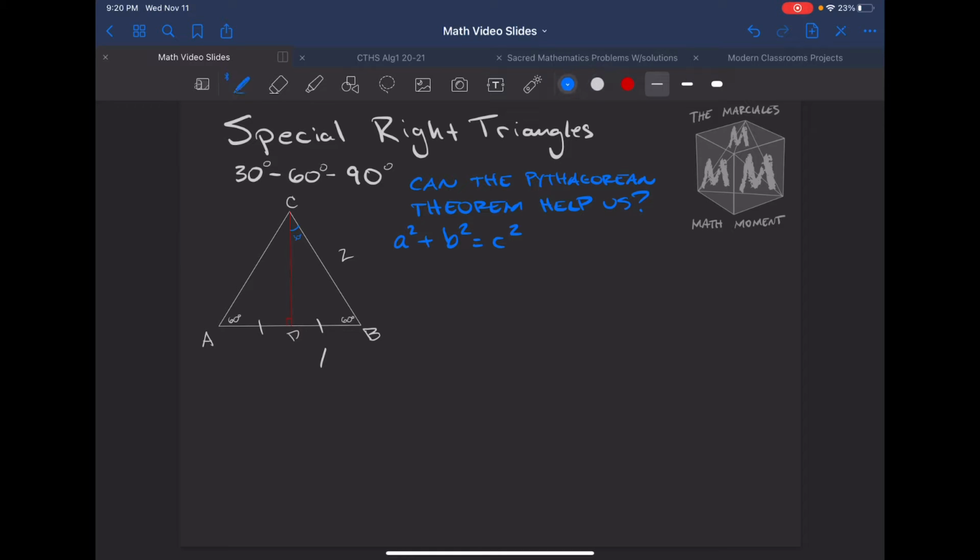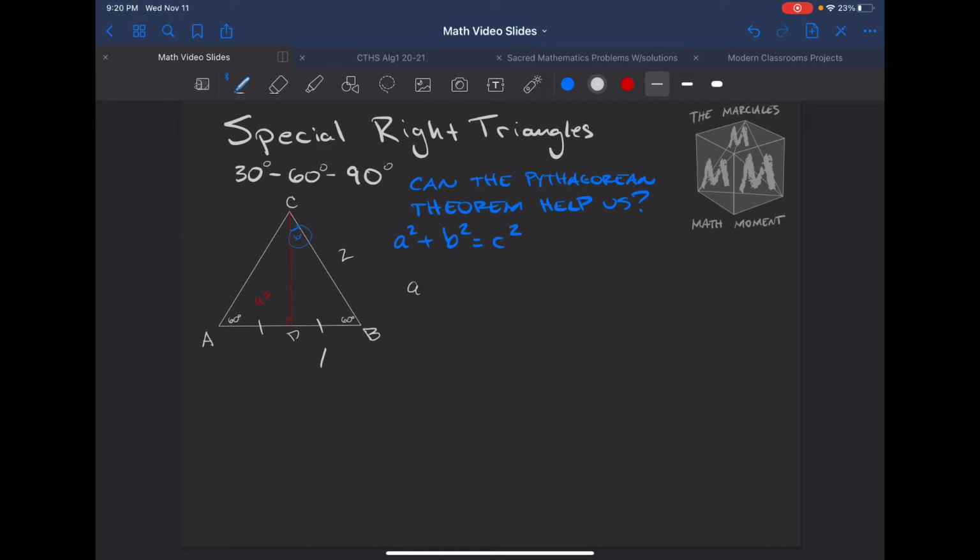Okay? And that altitude is also an angle bisector. So I already labeled it. It creates a 30 degree angle right here. So now I have a 30, 60, 90 right triangle. And if I wanted to solve for the altitude, we'll call it little a, which is the height of this triangle, we're going to use the Pythagorean theorem.